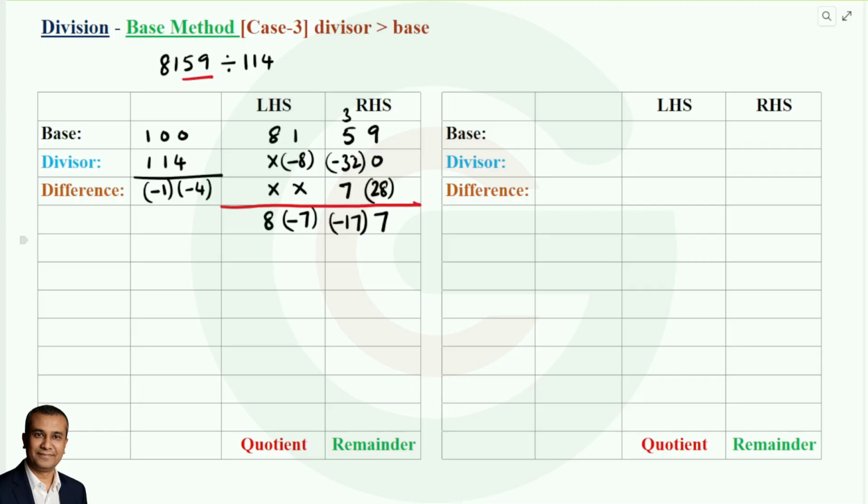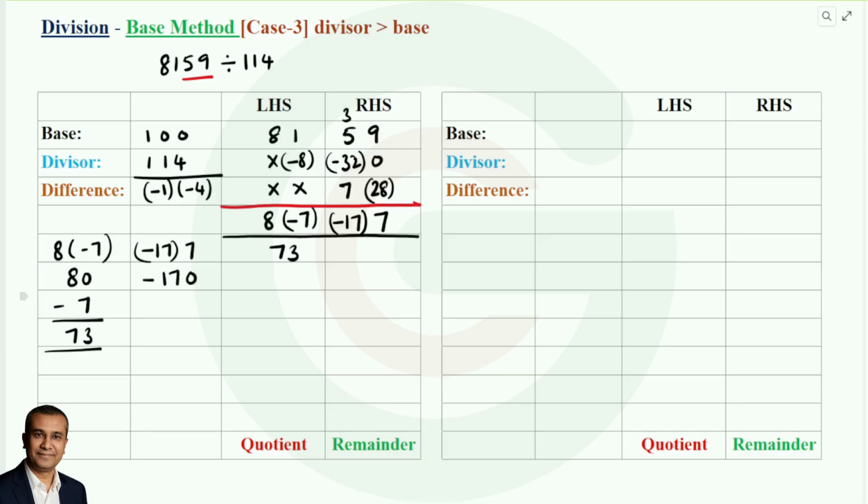Put them in brackets. Now again, both on the left hand side and right hand side, one digit is positive, other digit is negative. So as I explained earlier, this 8 and -7 should be written as 80 minus 7. So this is going to be 73. So on the left hand side you have 73. On the right hand side you have -17 and 7. This should be written as -170 plus 7. You will get the answer as -163.